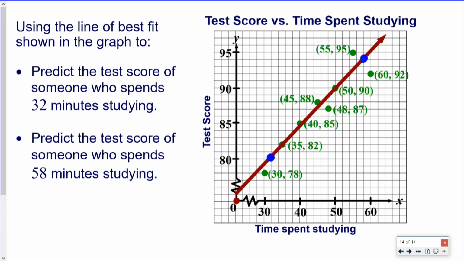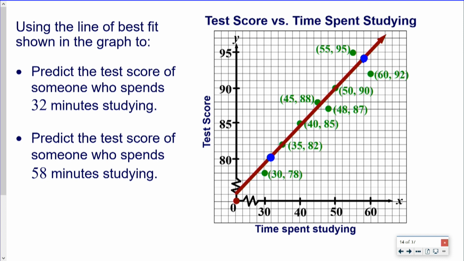So I'm going to look at 32 minutes on my graph. Is that going to be my y-axis or is that going to be my x-axis? Well, time is represented on the x-axis. Now I need to locate where is 32 on the x-axis, and you have to be very careful here. When you're reading information on a graph, you have to be very precise.